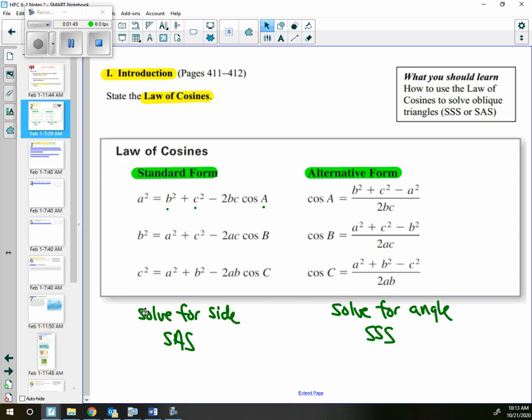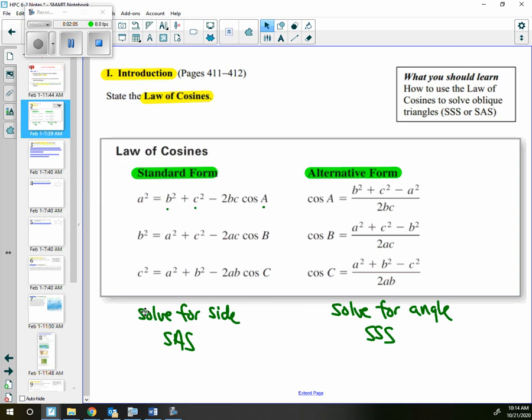Depending on what we're solving for, we'll choose one over the other, but they're both the same formula, just solved for different things, whether we're solving for a side or an angle. So law of cosines is going to help us in those two scenarios, side, side, side, and side, angle, side.